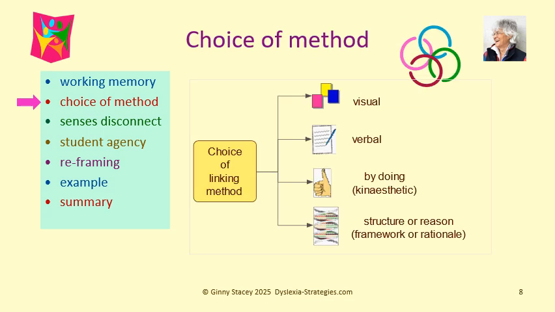So when it comes to capturing information, my students have taught me that there are 4 ways of linking that are really crucial. There's the visual, the verbal, by doing or using some sort of kinesthetic sense, and by knowing the structure or the reason, framework or rationale before any of the information is received. So the visual and the verbal are 2 ways that are used fairly regularly in education, are known and talked about, and lots of work is done.